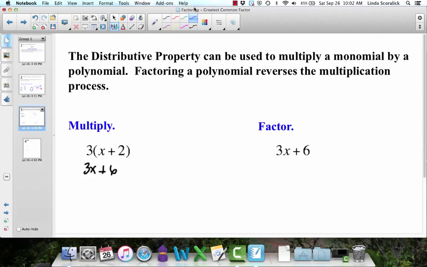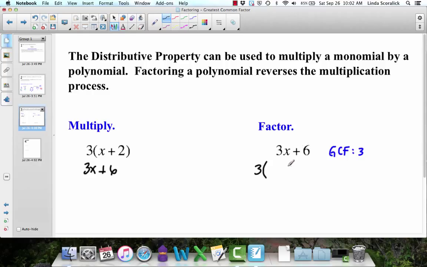The process of factoring asks us to undo that multiplication. And when we factor, the first thing we always do is look for a greatest common factor. So what's the greatest common factor for the terms 3x and 6? The answer is 3. When we factor by GCF, the GCF comes to the front of a set of parentheses, and then we factor it out of each term.